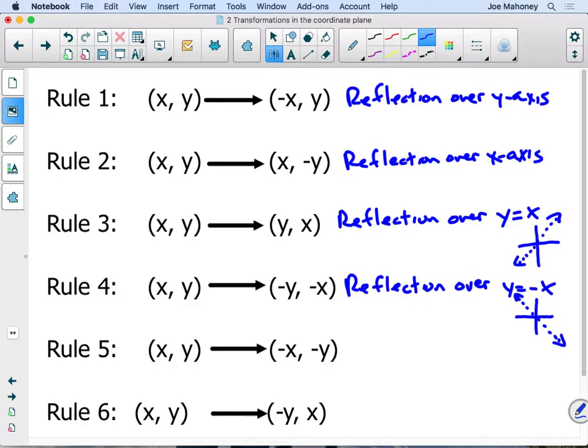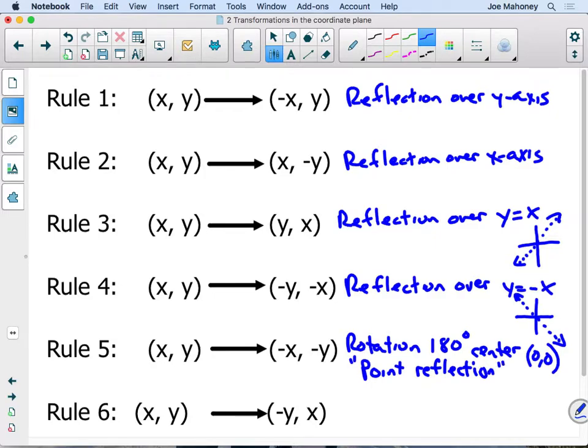The next one here is a rotation. And it's a rotation of 180 degrees with a center of rotation at the origin. So it's a 180-degree rotation centered at the origin. It basically spins your figure around. Now, this is sometimes also called a point reflection. And I'll show you later on why we call it a point reflection. Almost kind of sounds weird. Usually a reflection goes over a line. In this case, we can reflect through a point, perhaps, maybe a better way to say it.